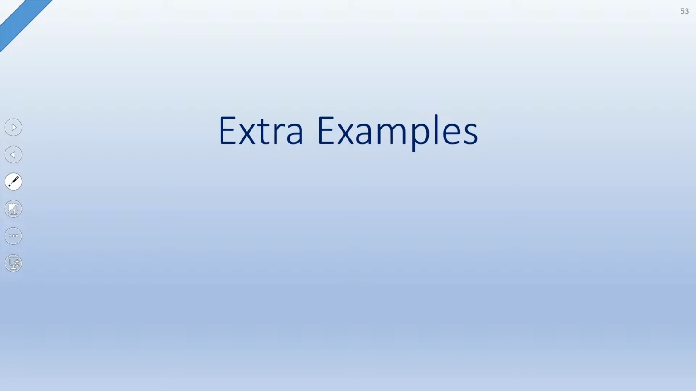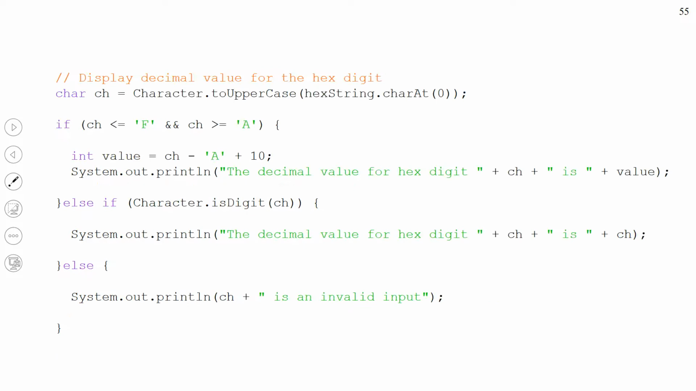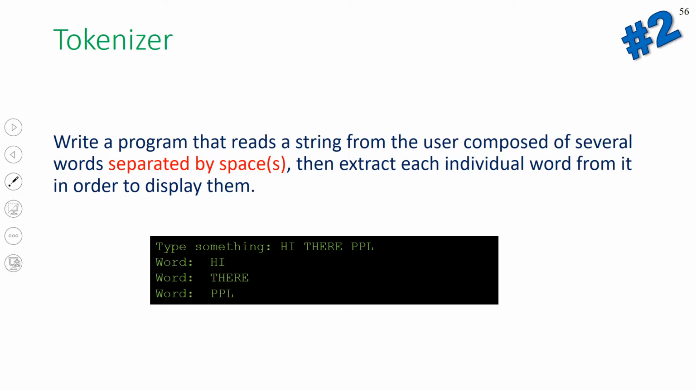All right, and that's it for the slides that I didn't have time to finish last time, except for the two exercises. One exercise was converting a hexadecimal digit into a decimal value. You have the solution, I'll let you look at it.